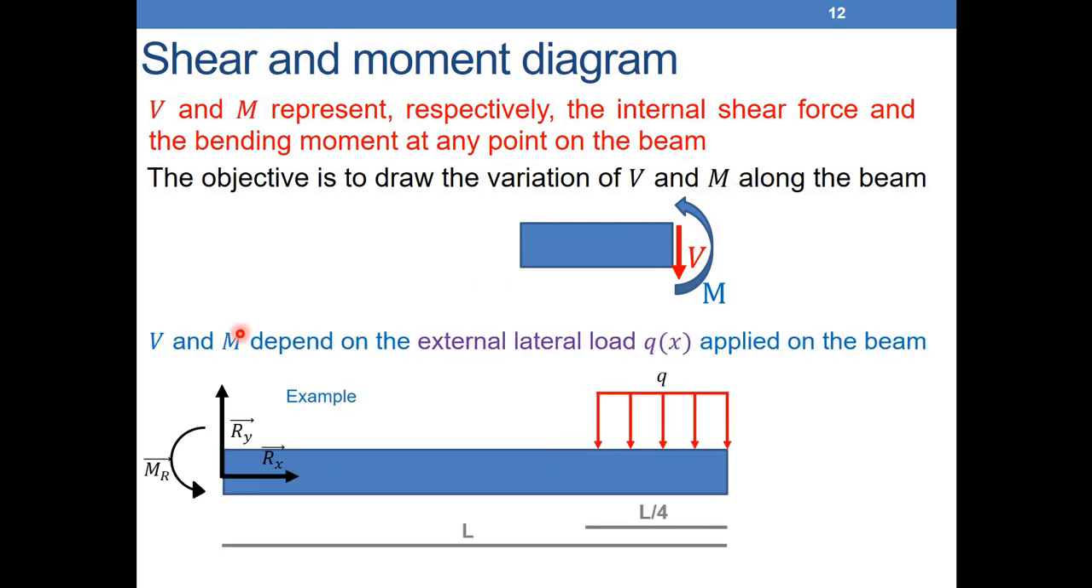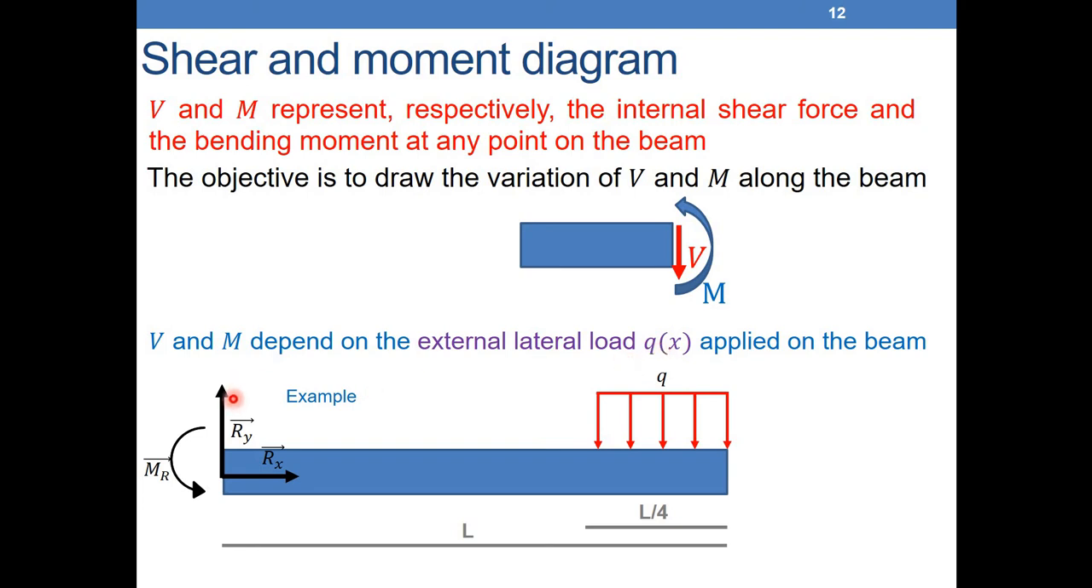So we need to understand that V and M at any point depend on the external load, what we call Q of X, applied on the beam. Here is a very important point. We need to differentiate between Q of X that we just defined now and the Q here. So Q of X is a general parameter that we can use for any beam.